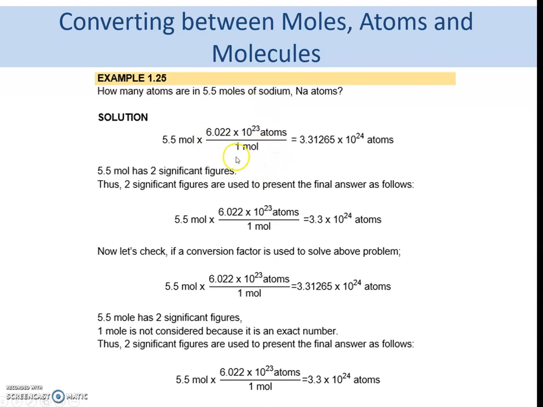So we put here mole as denominator because our desired unit is atoms. Because the question here is atom. So this is the answer that is given by calculator. However, we have to consider this 5.5 mole. We have to consider its significant figures because this is the measured number. So that's why your final answer will be 3.3 times 10 to the power of 24 atoms, because you consider 2 significant figures from the measured number, which is 5.5 mole.